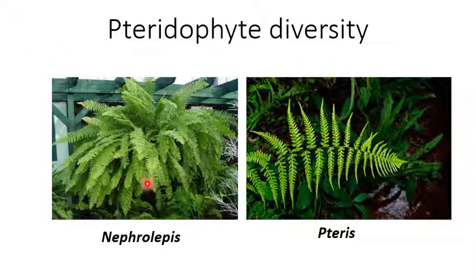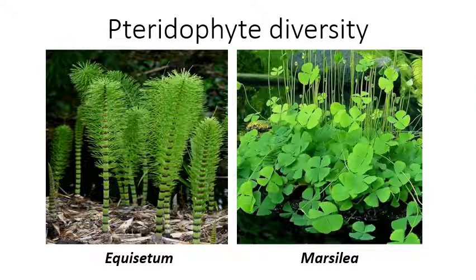This is Nephrolepis, a very common form that you can see in botanical gardens. This is also a kind of fern that is called Pteris. This also is grown in botanical gardens as an ornamental plant. This is Equisetum. Once it is mature there is development of a cone, but as this is very young, the cones are not yet developed, and this plant is actually a gold indicator. It grows in such kind of soil where there is a huge amount of gold present.